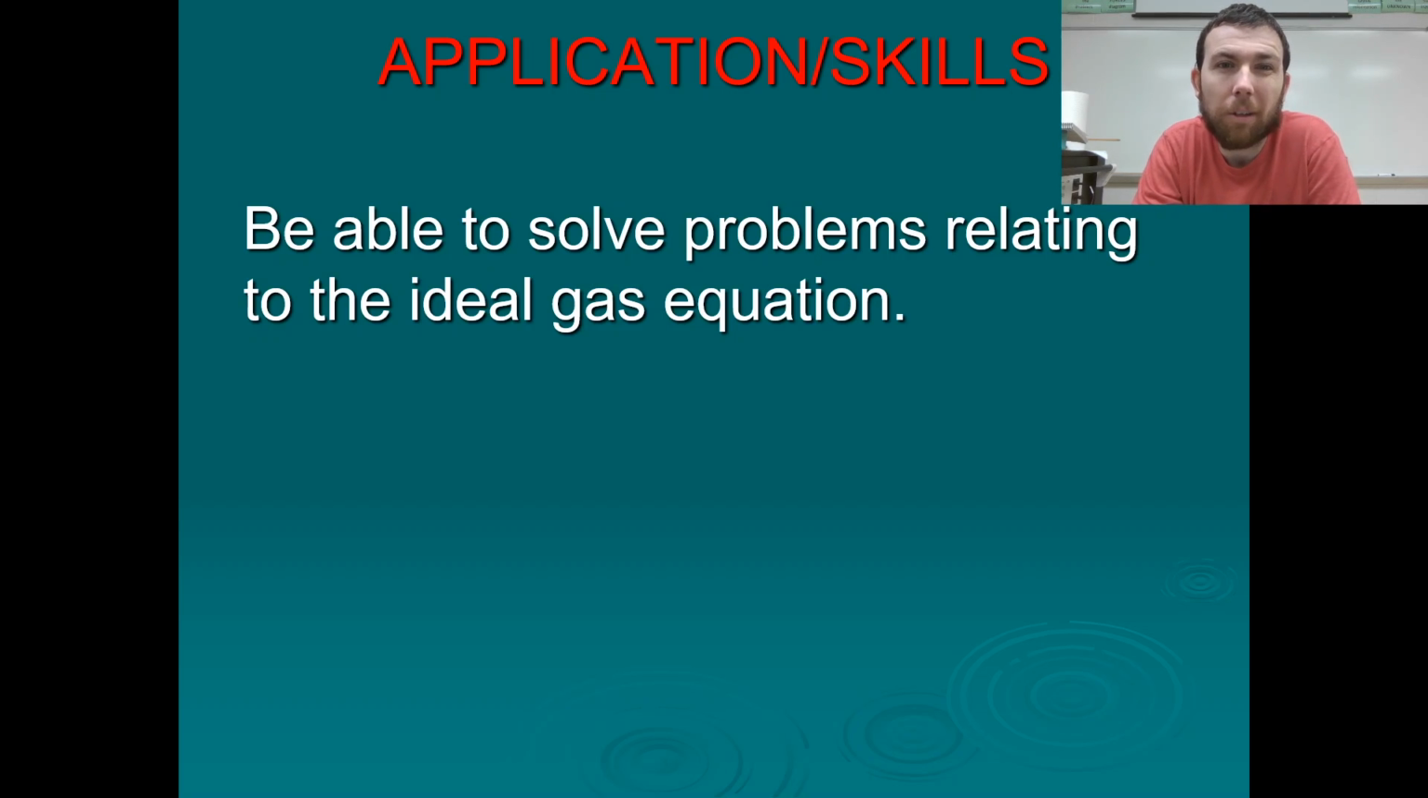We're actually going to be finishing up our discussion with gases today by examining the ideal gas law, understanding how real gases deviate from ideal gases, and looking at how we can use the ideal gas equation to determine the molar mass of a gas. The skills you should be able to apply once you've gone through this are to solve problems that relate to the ideal gas equation. Let's dive right in.